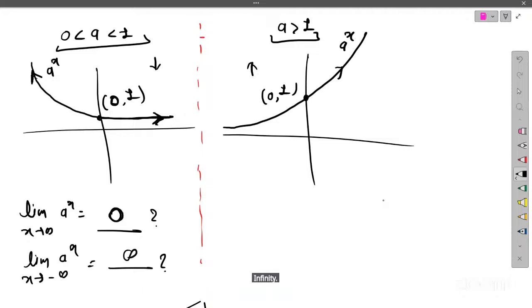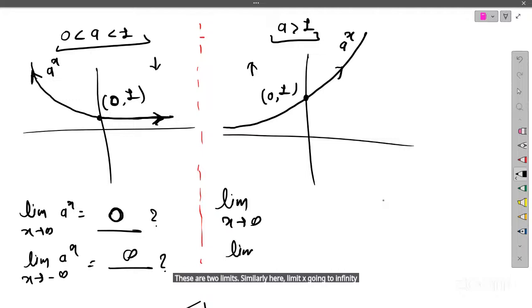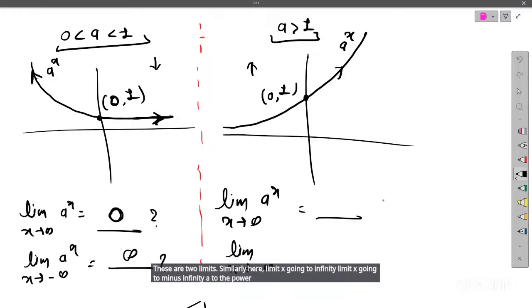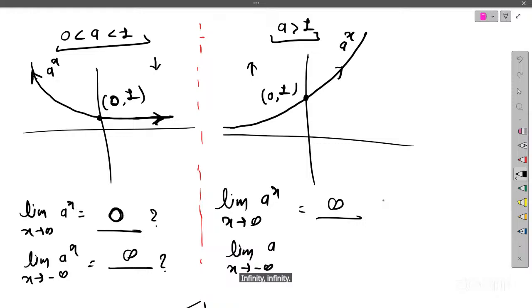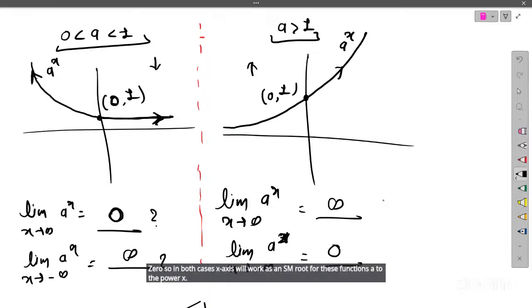These are two limits. Similarly here, the limit as x goes to infinity and the limit as x goes to minus infinity of a to the power x. What will be the first limit here? Infinity, correct. Here it tends to 0. So in both cases, the x-axis will work as an asymptote for these functions, a to the power x. Is that clear?